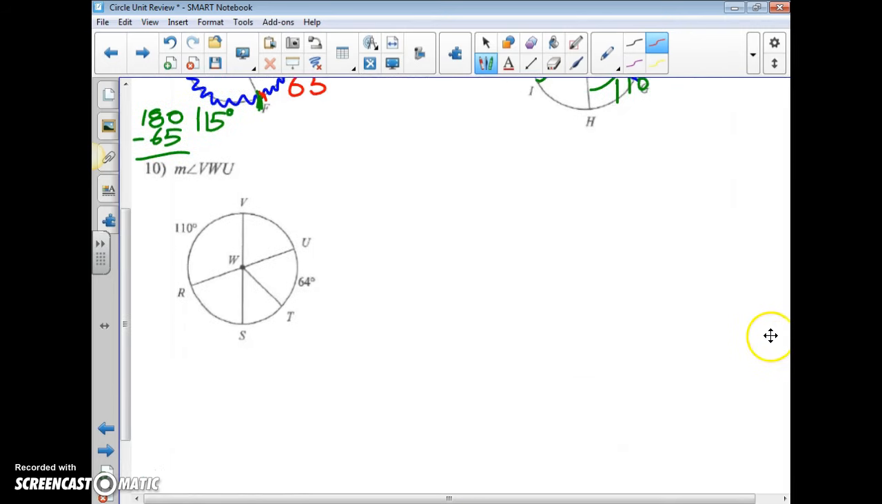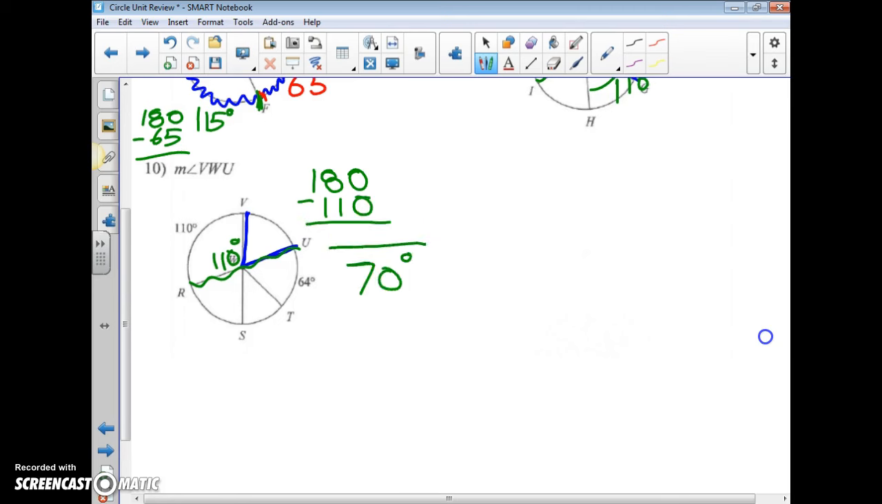Number 10. BWU. So again, there's a couple different ways you can go about doing it. This is kind of a tinier angle than what we dealt with here. So BWU, the first thing I'm going to notice is that I've got a semicircle here. That means that's 110 degrees also. So if I can just do 180 minus 110, I've got it. So my answer is 70 degrees.